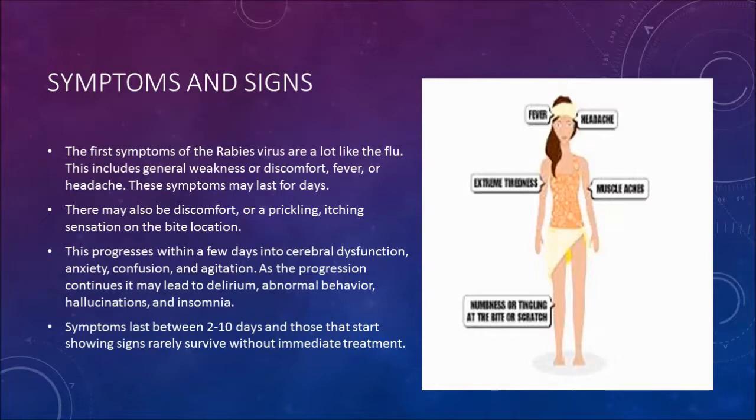And this progression will happen within a few days after that, and it can progress into cerebral dysfunction, anxiety, confusion, and agitation. As the progression continues, it may lead to delirium, abnormal behavior, hallucinations, and insomnia. Symptoms last between 2 and 10 days usually, and anyone who has started seeing signs without immediate treatment usually dies.